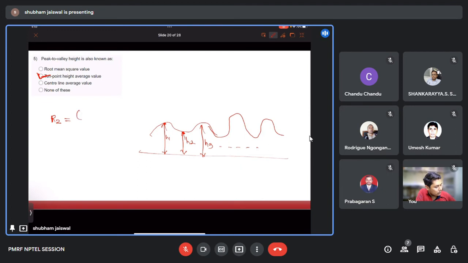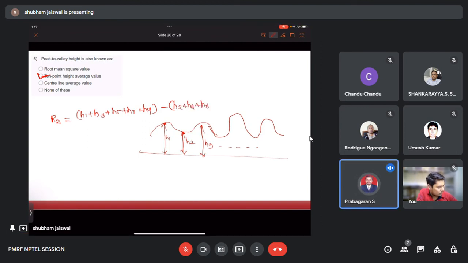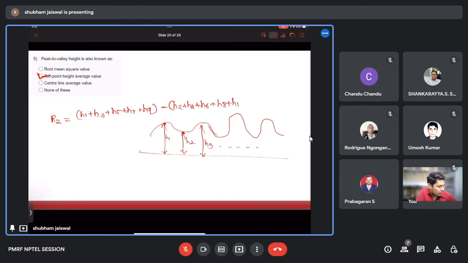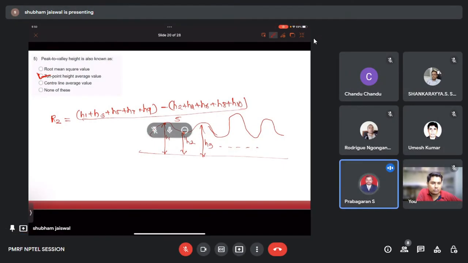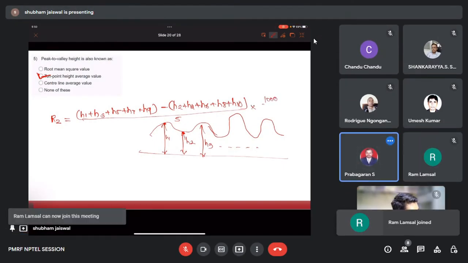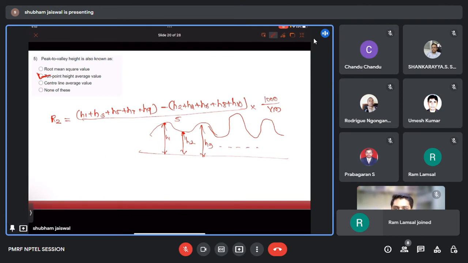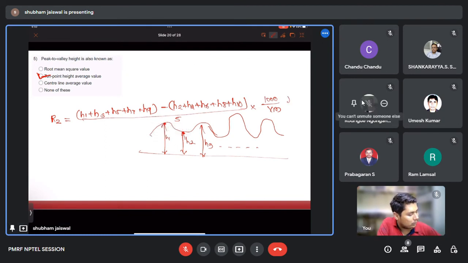And the formula is the sum of the height of peaks minus the sum of the height of valleys. That is valleys, H2, H4, H6, etc., divided by 5. And this is vertical magnification, and generally we get this value in the range of micrometer.